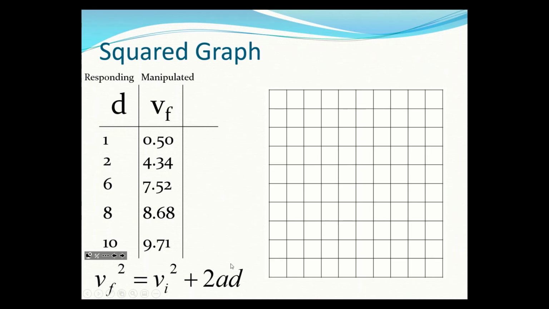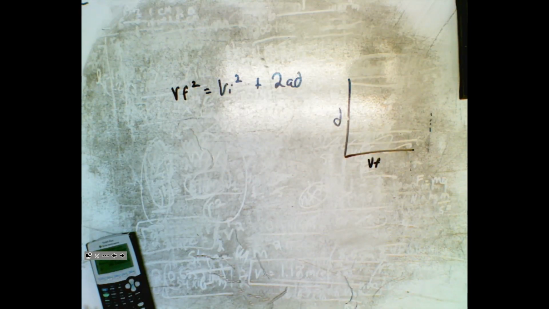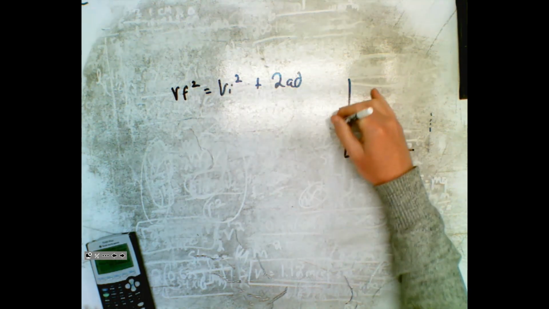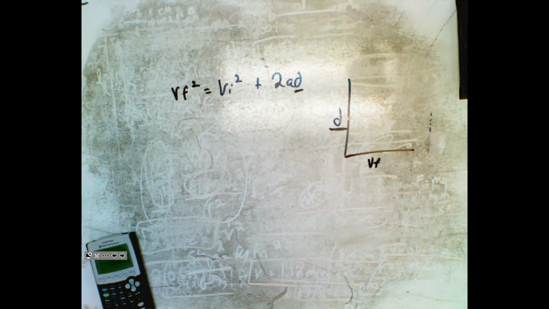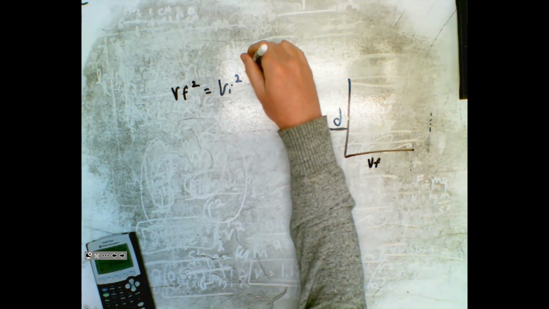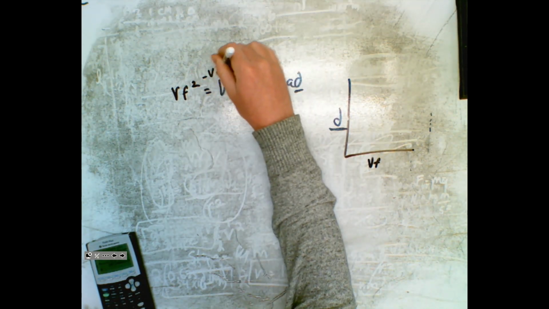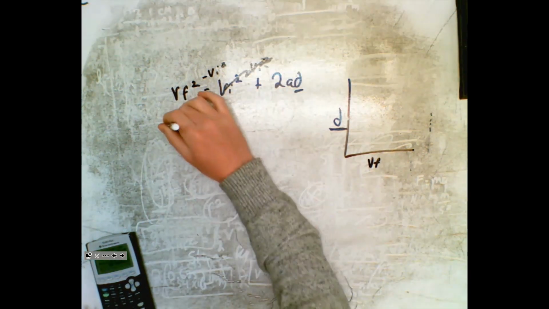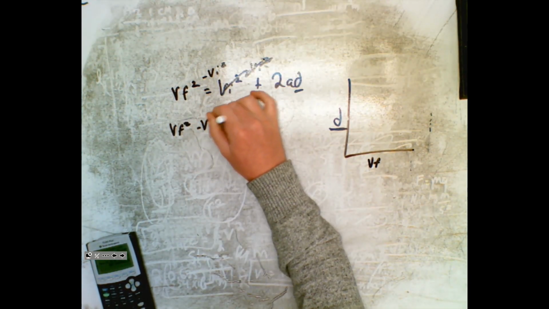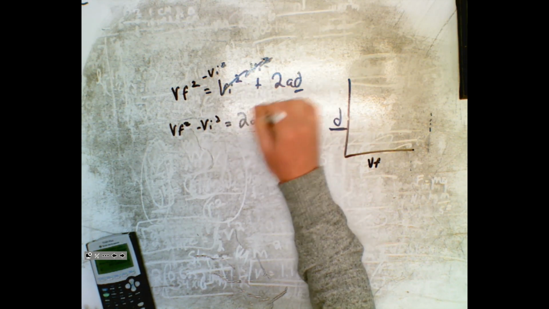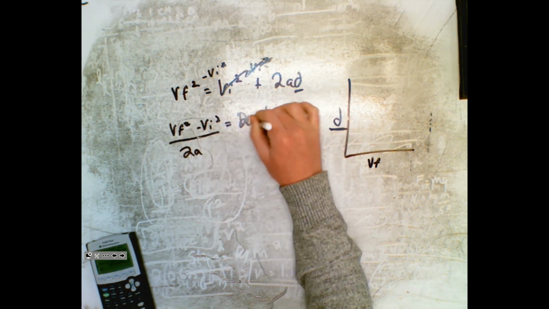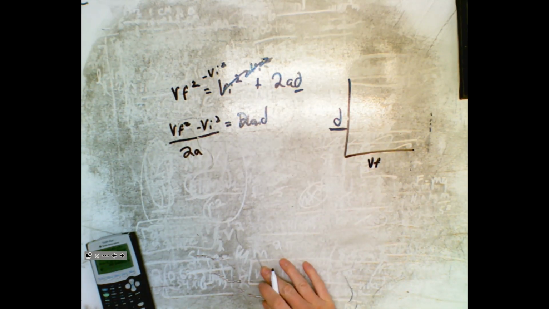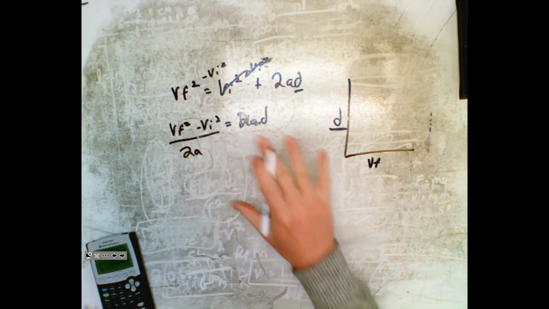And they say that the manipulated variable is vf, what has to go in the x, and d is your responding variable. That's what you're measuring, right? So to isolate this, we need to isolate d, okay? So we already know how to rearrange this. So we'd minus vi squared from both sides, which would cancel that out. So we get vf squared minus vi squared is equal to 2ad. And then we'd move the 2a down below. Okay, so that's how we would isolate d, but it's not totally in y equals mx form, right?